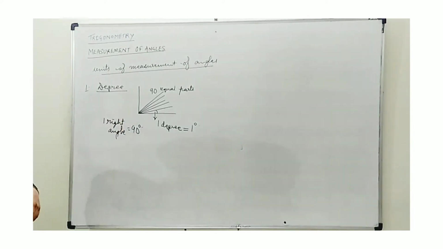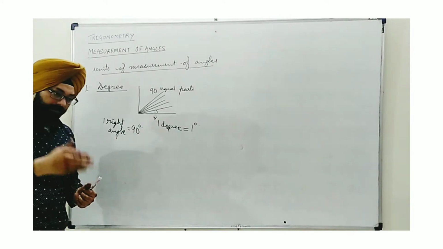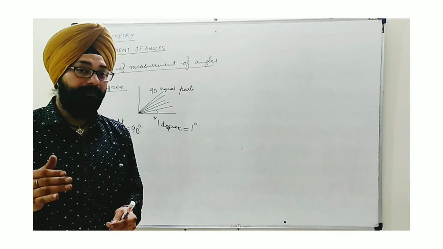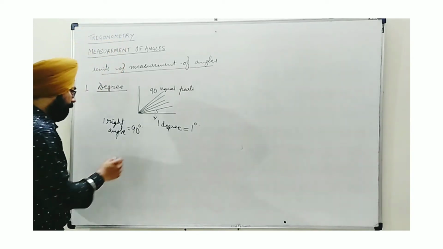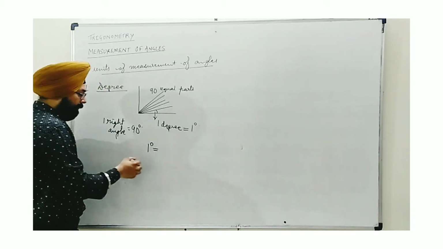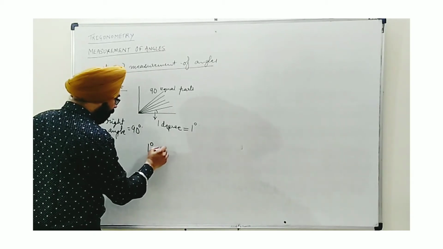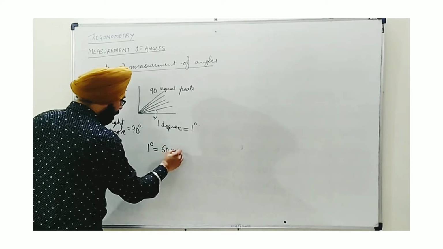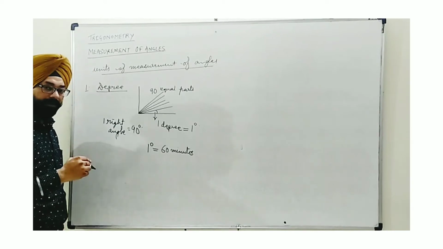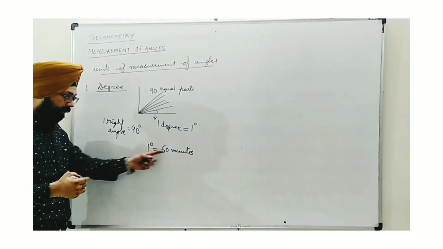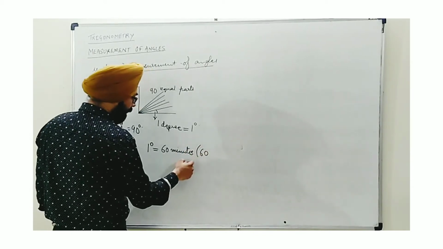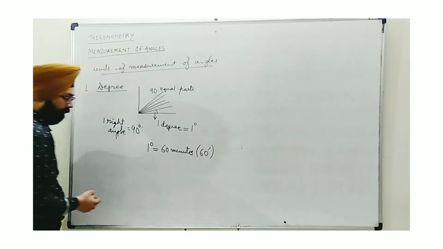So this 1 degree we have seen so far, but now let me tell you, degree has its sub-units also, subdivisions. 1 degree has its smaller unit as minutes. Just like time, as we know that 1 hour is equal to 60 minutes, so 1 degree is equal to 60 minutes. For the symbol we write 60, and put one dash over here.